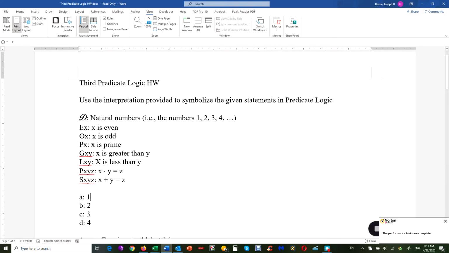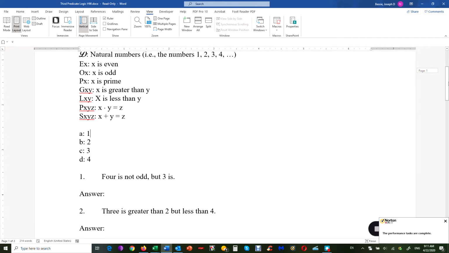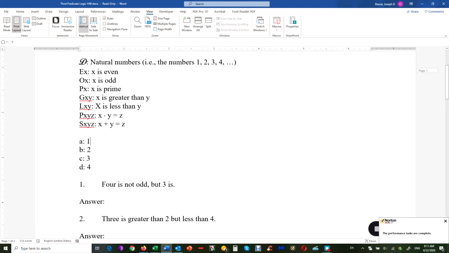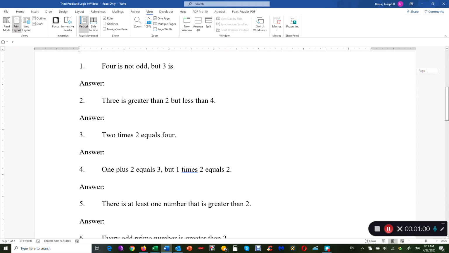PXYZ means the product of x and y equals z. SXYZ means the sum of x and y equals z. And then we're going to let the little letters A, B, C, D stand for the numbers 1, 2, 3, 4 in that order. So when we start out, the first problems are very straightforward.